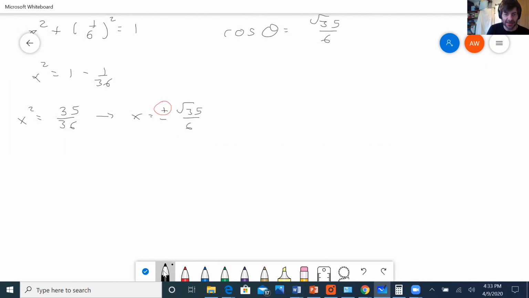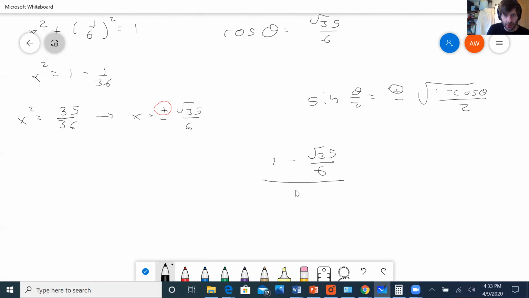So they said sine theta over 2 is plus or minus the square root of (1 minus cos theta) over 2. And we're going to take the plus because of the quadrant we're in. So I'm looking at 1 minus root 35 over 6, over 2, all in a square root. So multiply top and bottom by 6.